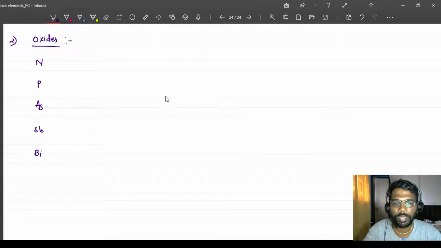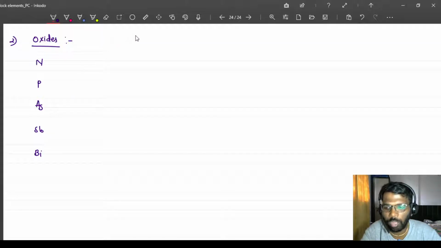Going to see over here, nitrogen forms a very large number of the oxide. Many oxide, large number means it is countable, around 6 oxide it forms. But I will discuss first about oxides of phosphorus, arsenic, antimony, and bismuth.